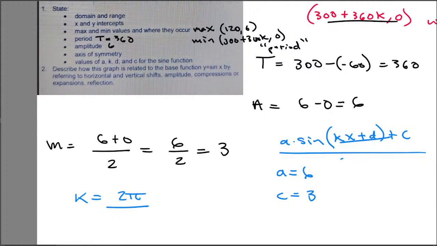What did they use? B was 2 pi. So, and the period is pi. Okay. Yeah, that's what I thought. I just wanted to be sure.